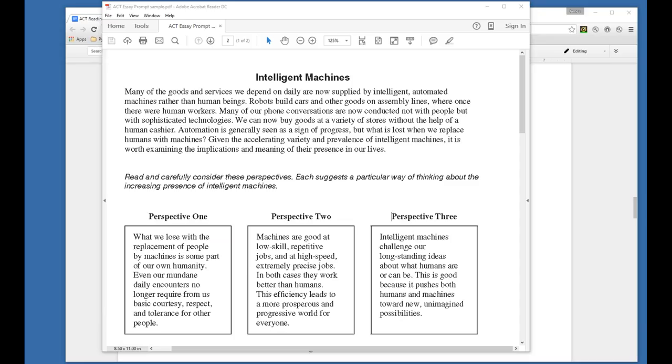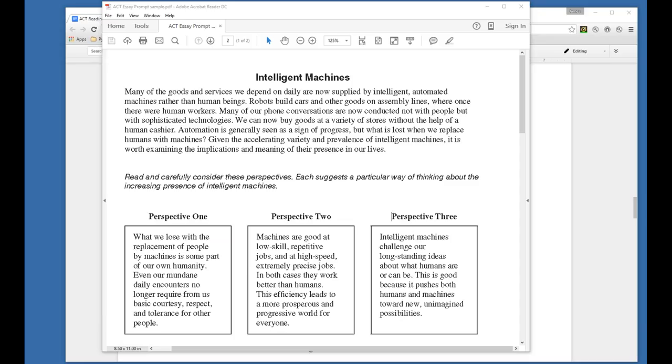All right, perspective two. Machines are good at low-skill, repetitive jobs and at high-speed, extremely precise jobs. In both cases, they work better than humans. This efficiency leads to a more prosperous and progressive world for everyone. All right, perspective two. What does perspective two think about intelligent machines? Yeah, I'd say perspective two gives it a plus plus.